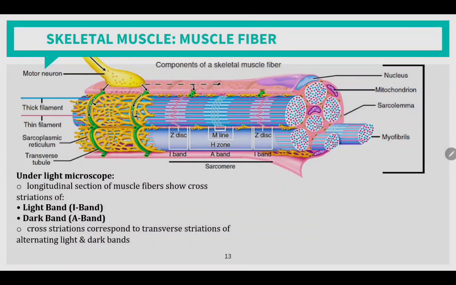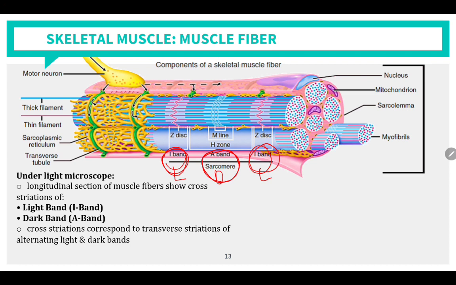Okay, so under the microscope, longitudinal sections of muscle fibers show a cross striation of your light band, which is the I band, and the dark band, which is the A band. So this is the light, and then the dark. Okay, so LDL. Yan talaga yung pattern niya, guys, no, LDL. Okay, these cross striations correspond to transverse striations of alternating light and dark bands. Kasi under the microscope, guys, makikita mo talaga doon na kapag darker yung area, that is an A band. Kapag lighter yung area, that is an I band.